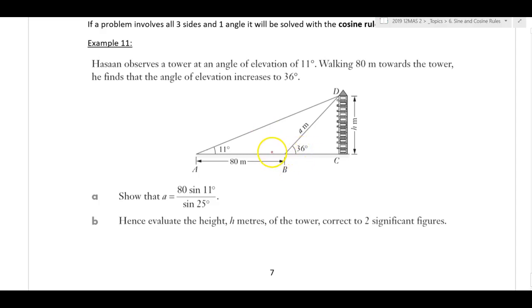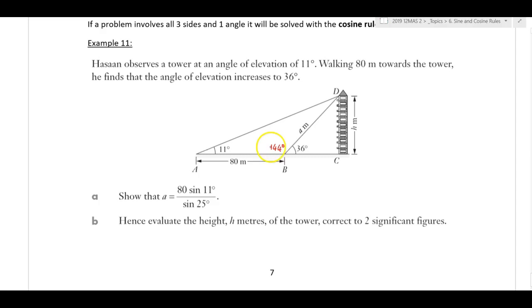Now 36 and this angle in here form a straight angle. They are supplementary angles. So this angle here could be found by taking 36 away from 180, which gives us 144 degrees. Feel free to write this on your diagram. That's perfectly fine.